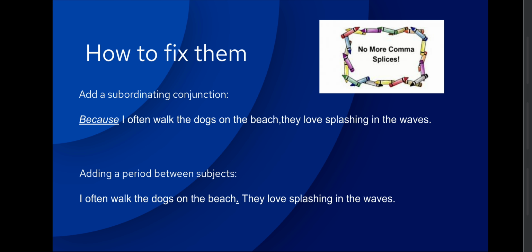Adding a period between the two gives you, I often walk the dogs on the beach. They love splashing in the waves. The period marks a stop for the reader to see that the points here are being different.